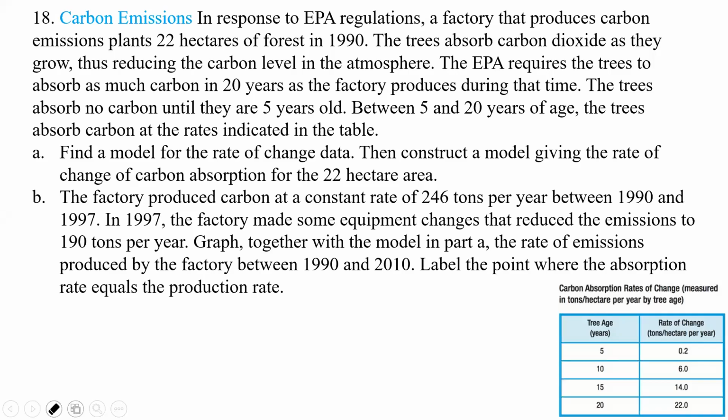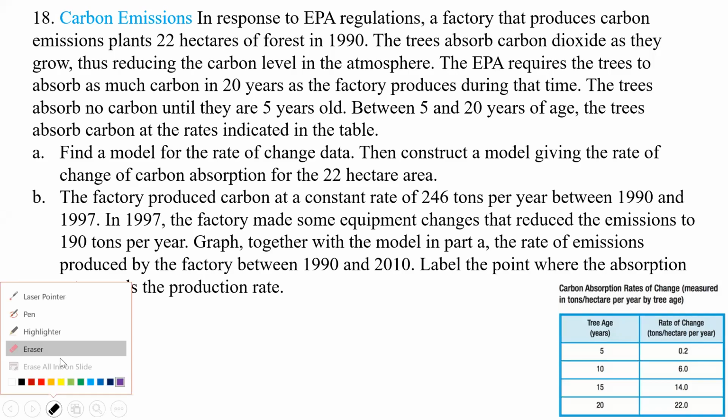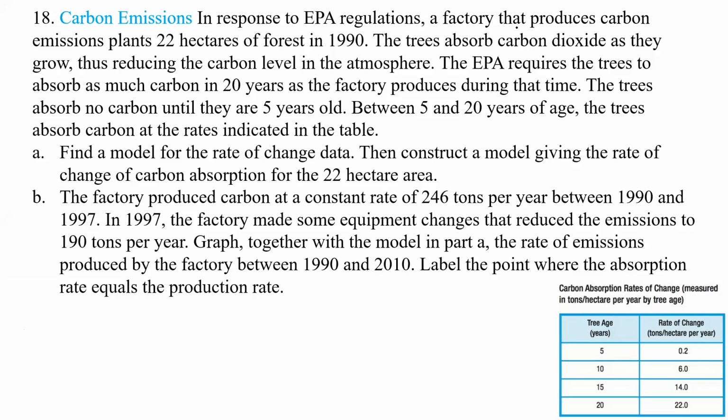All right, so here what we're supposed to do is look at how this factory produces carbon emissions from a plant, and it plants 22 hectares of a forest in 1990. The trees absorb the carbon dioxide as they grow, thus reducing the carbon level in the atmosphere. Now, the EPA requires the trees to absorb as much carbon in 20 years as the factory produces during that time. Now, the trees absorb no carbon until they're 5 years old, and then between 5 and 20, the trees absorb the carbon at the rate indicated in the table.